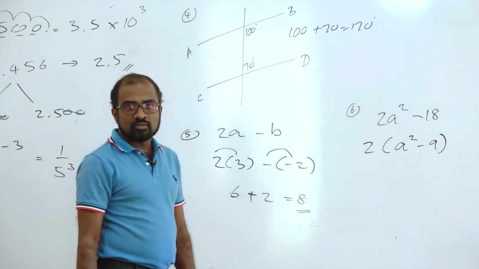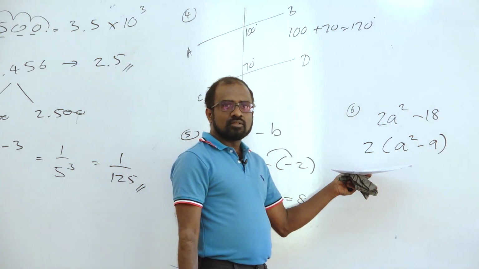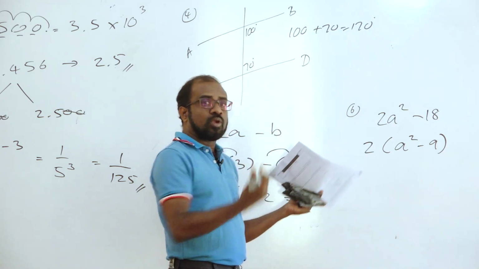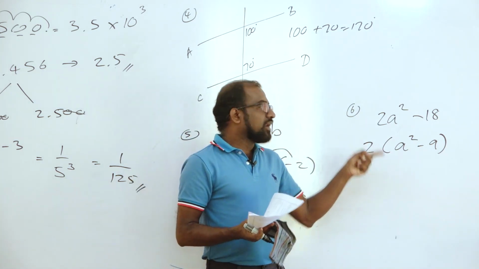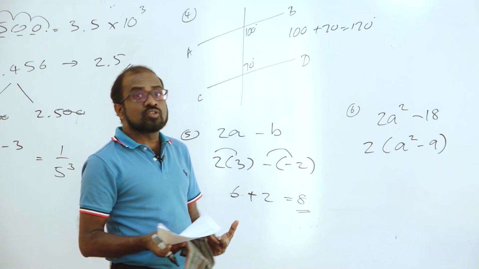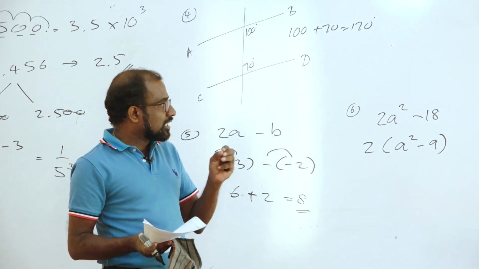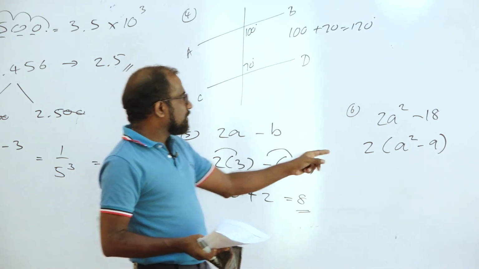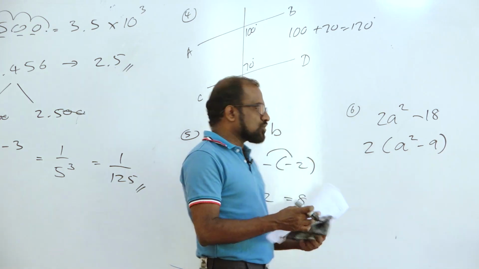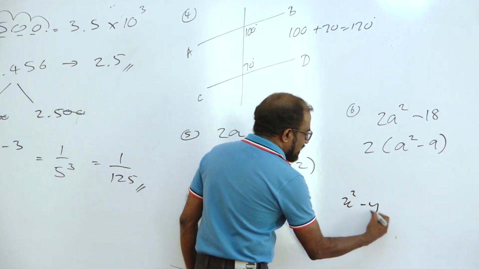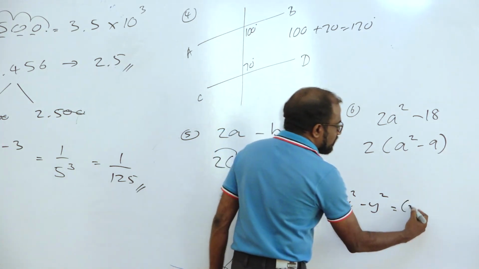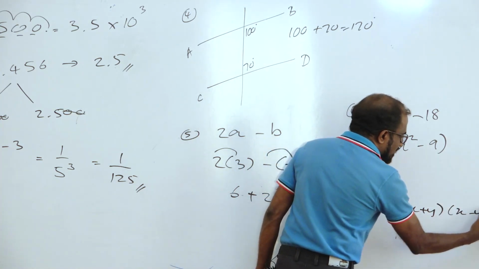A squared minus 9. Can you factorize further? Factorizing steps: taking out common terms, factorizing quadratic trinomial expressions, or you can apply difference of 2 squares. You must know the theorem of difference of 2 squares. The theorem: x squared minus y squared, difference of 2 squares. This expression can be factorized as x plus y, x minus y.